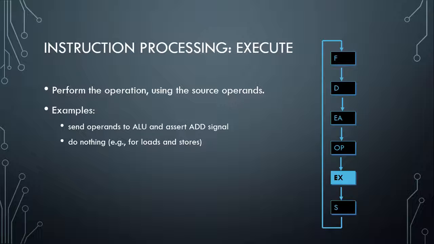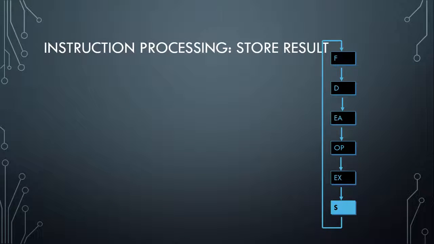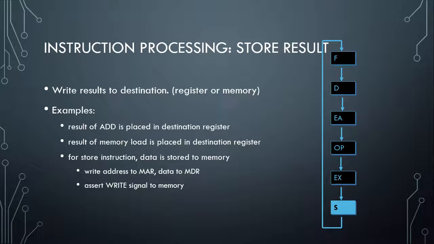This is used a lot for things like loads and stores. Then, lastly, we store the result. This writes the results to the destination, whether it's to the register or to memory. Some more examples again: the result of add is placed into the destination register. So if that source 2 we saw was R2, then we are going to place that result in R2. The result of a memory load is placed in the destination register, and for a store instruction, data is stored to memory. You write an address to MAR, data to MDR, and then assert a write signal to memory.